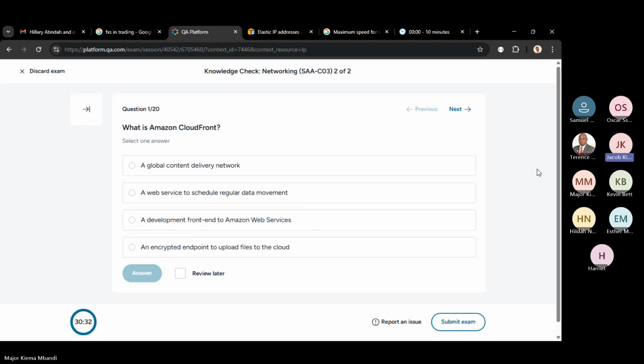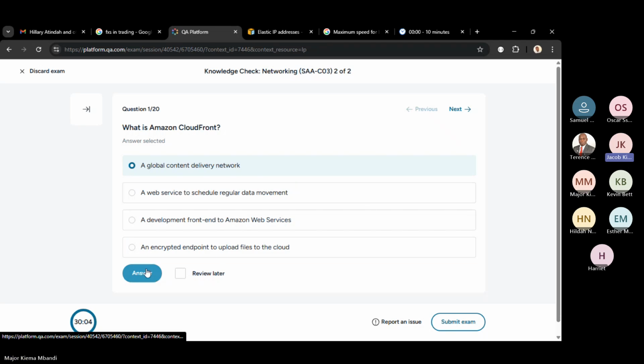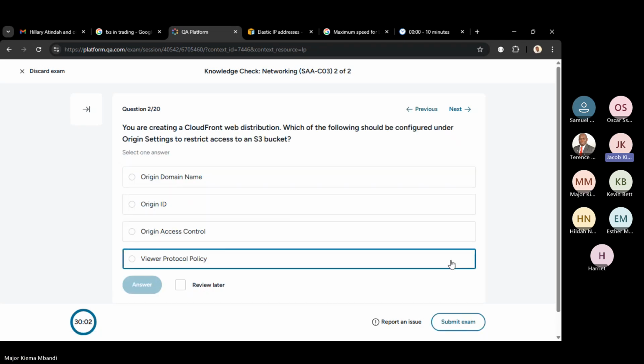Okay, question one. What is Amazon CloudFront? A global content delivery network, a web service to schedule regular data movement, a development front end to Amazon Web Services, an encrypted endpoint to upload files to the cloud. It is a global content delivery network. All in agreement? We move? Yeah, I think we can move. There is no contention.